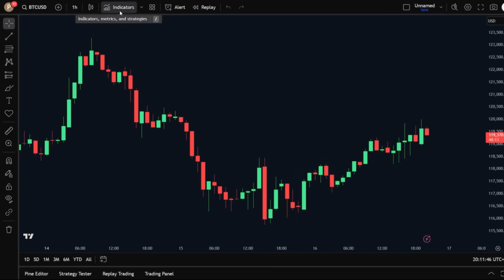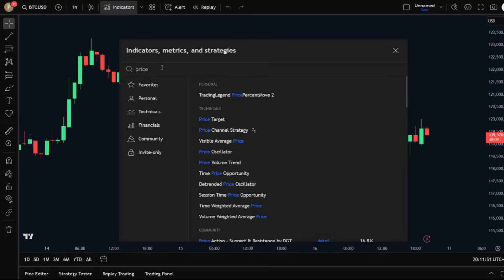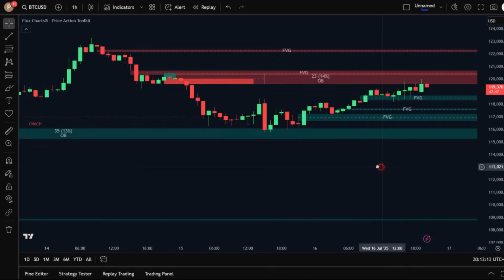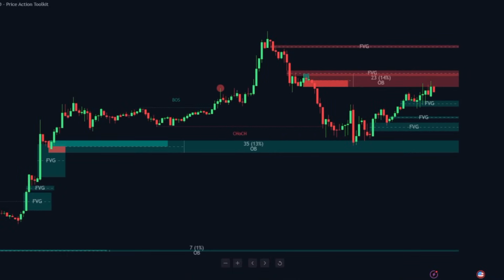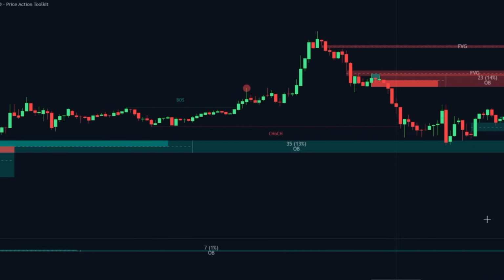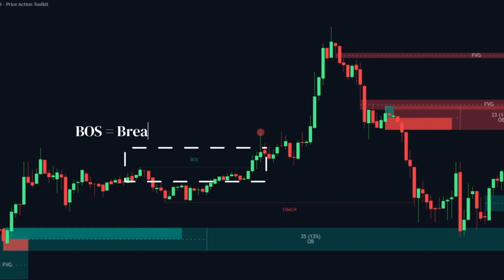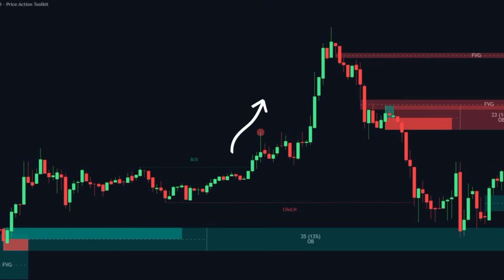The heart of our strategy is the Price Action Toolkit by Flux Charts. Now, don't be intimidated by the fancy name or all the features it has. This tool simply automates complex concepts that professional traders use, making them easy for us to see. First, it helps us understand market structure. It automatically prints these BOS labels, which stand for break of structure. Think of this as the market telling you the trend is continuing. In an uptrend, a bullish BOS means we've broken a previous high, showing strength.